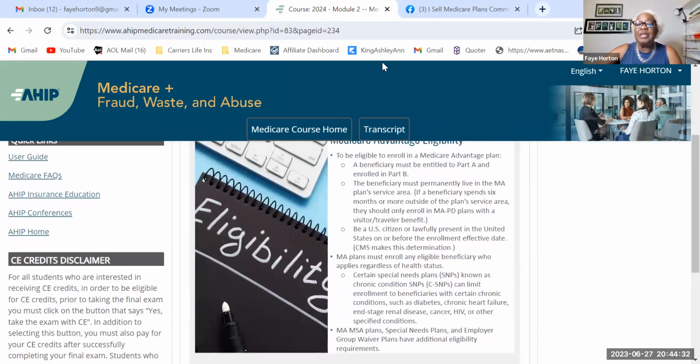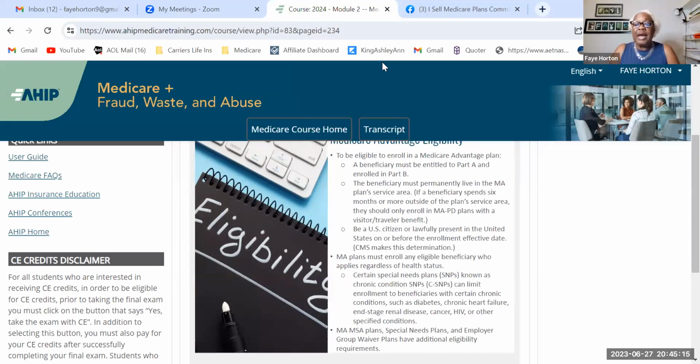Medicare Advantage eligibility. To be eligible to enroll in a Medicare Advantage plan, a beneficiary must be entitled to Part A and enrolled in Part B. So they must be active in both A and B. They must permanently live in the Medicare Advantage plan's service area. If a beneficiary spends 6 months in or outside of the plan service area, they should only enroll in an MAPD plan with a visitor traveler benefit, or they should choose a PPO.